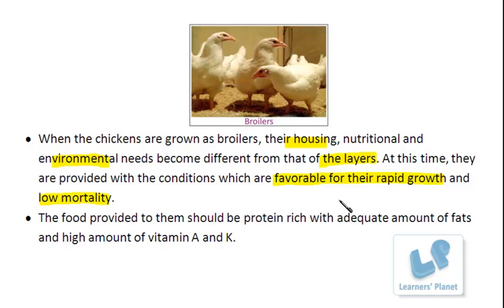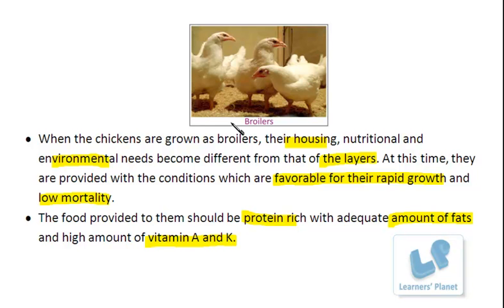What type of food will be required here, which can build up the body and bring about rapid growth in these particular organisms, right? For such quality, a protein rich diet is required. Now this protein alone cannot maintain the body structure. Along with this, an adequate amount of fat and vitamins A and K is especially provided to these organisms, so that they can have good meat quality.